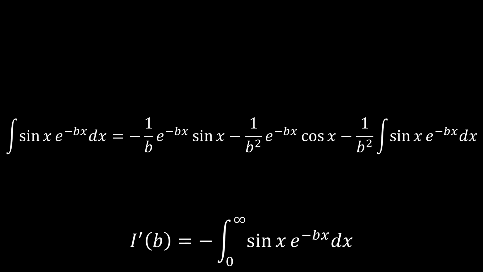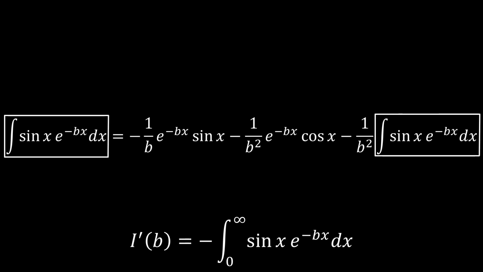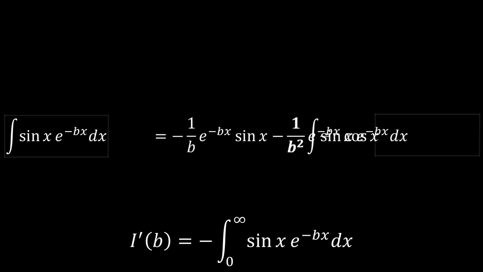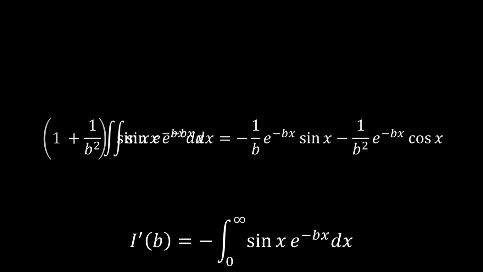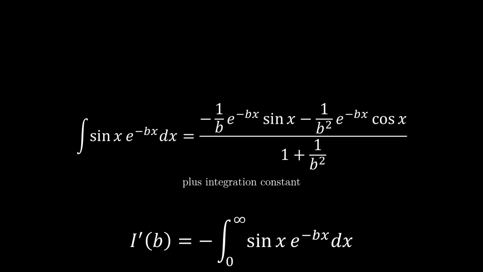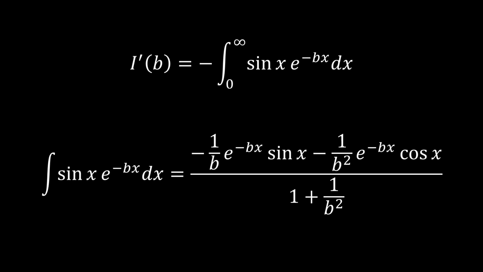The point of this is more apparent when we observe the fact that both of these integrals have identical integrands, and therefore are like terms, which means we could simply collect the integrals on one side and then isolate the integral we are interested in, thus successfully evaluating the integral. We can then turn our attention back to the original differentiated problem statement I prime of b, which is the negative of the integral that we just found the antiderivative of.